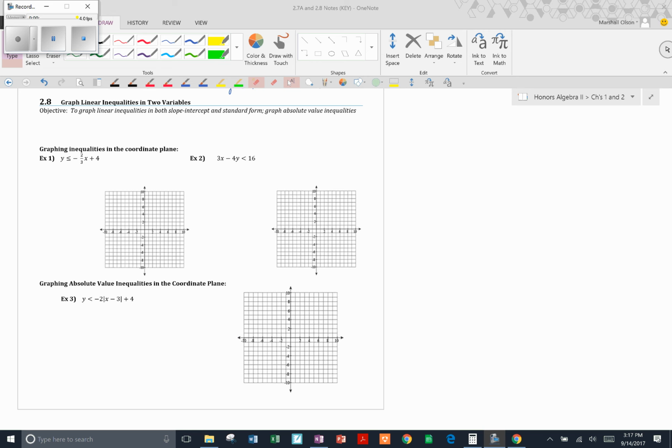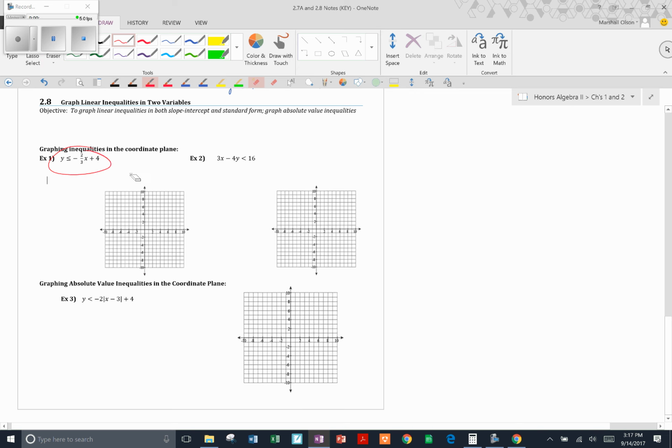All right, we're going to finish up our 2.7, 2.8 lesson here with graphing inequalities in two variables. You may remember this from Algebra 1. This is where you have to graph a boundary line and then test a point on either side, usually 0, 0, and shade appropriately.